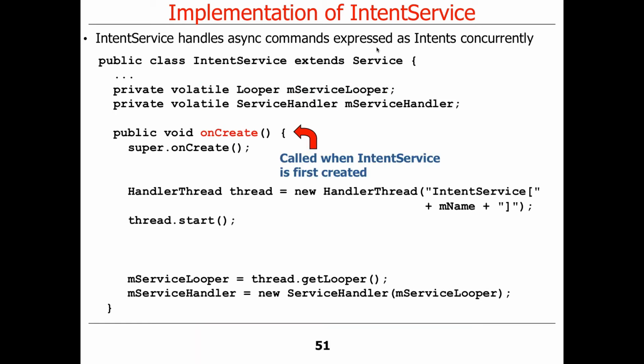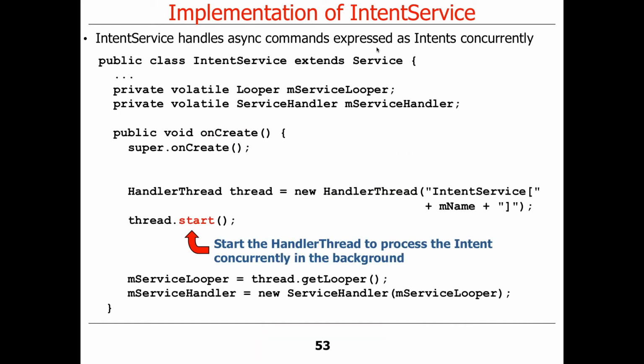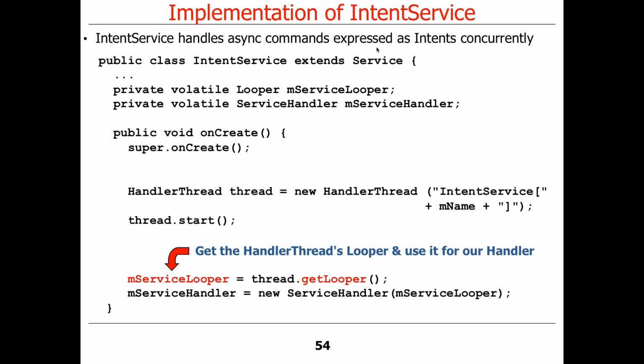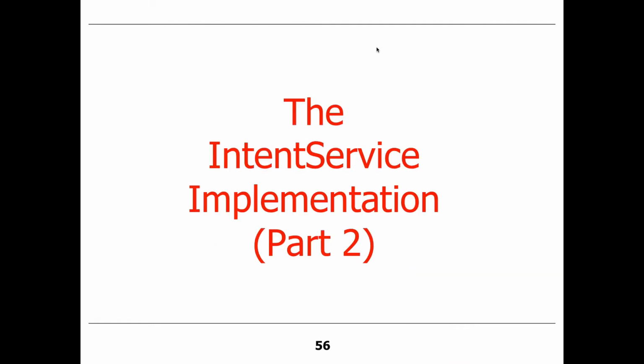Here's the onCreate method, which is called when the intent service is first created. It goes ahead and makes a handler thread, starts it, gets the looper, and then passes it to a new instance of service handler, which means that the handle message method of the service handler will now be dispatched in the handler thread. So it's going to run in the background.